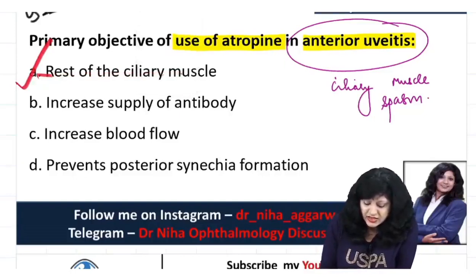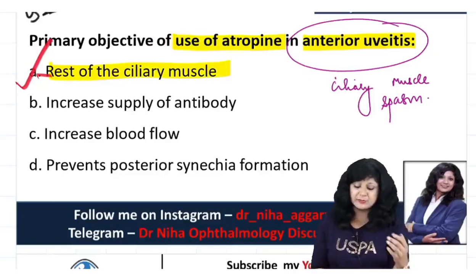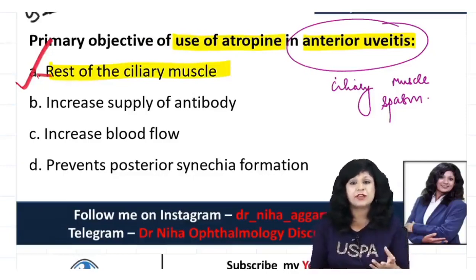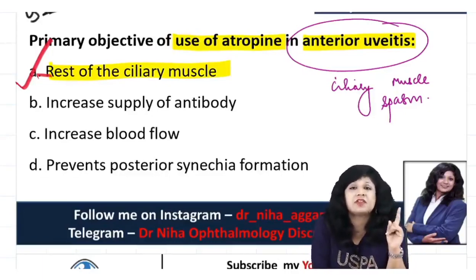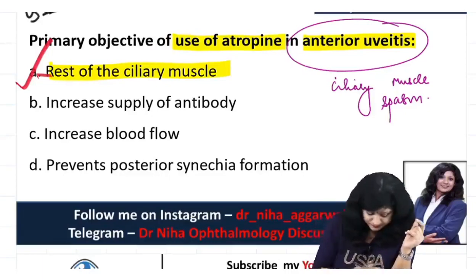Giving relief to the ciliary muscle is very, very important. The primary use is this only. It increases the supply of antibodies, increasing the blood flow. I told you it prevents the posterior synechiae. All are uses, but the first use is giving rest to the ciliary muscle spasm.